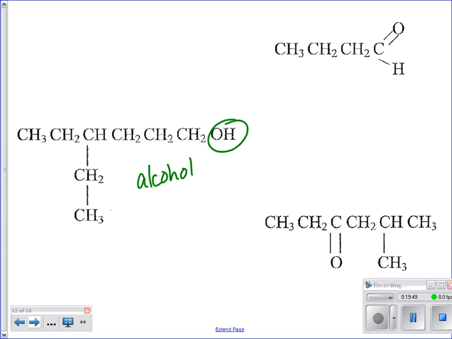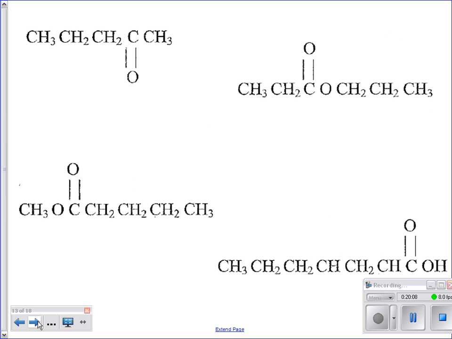And here I've got a double bonded oxygen, and with that double bonded oxygen, it's on a terminal carbon, so that's got to be an aldehyde. Here I have a double bonded oxygen as well, but it's not on a terminal carbon, so that's got to be a ketone. Again, double bonded, not on a terminal, so it's going to be a ketone.